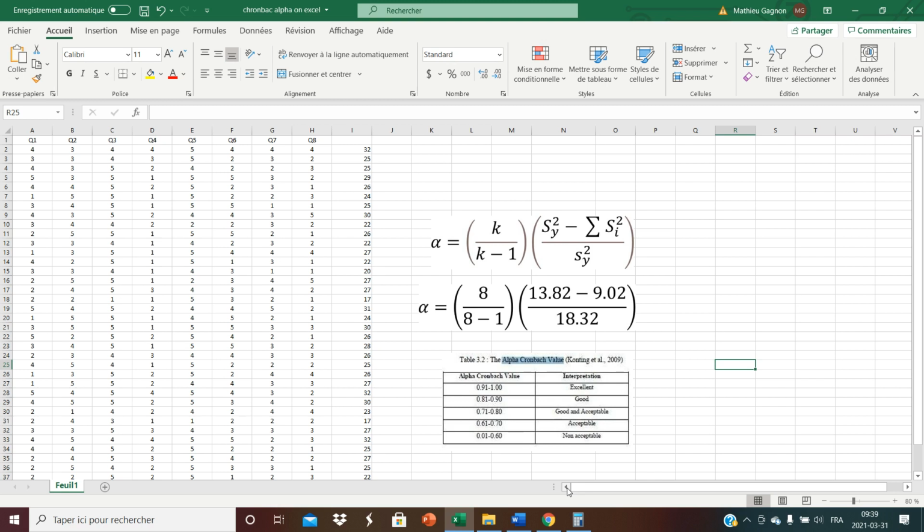You got most items going in a specific way, but one item or two items are going in a completely different way, and they're not supposed to. And so that would be an indication of low internal consistency. And the Cronbach alpha assesses internal consistency.